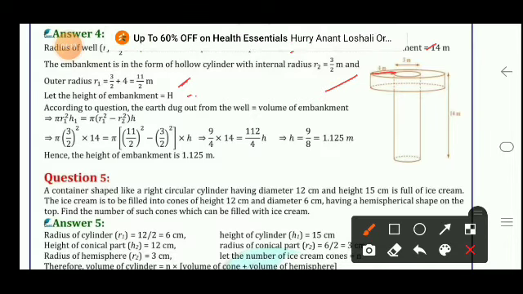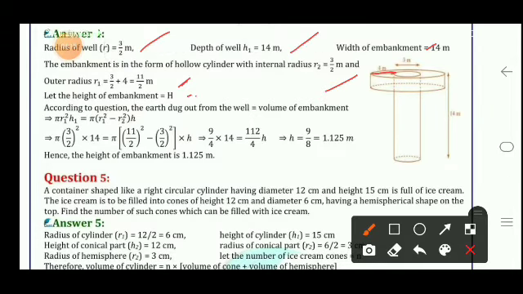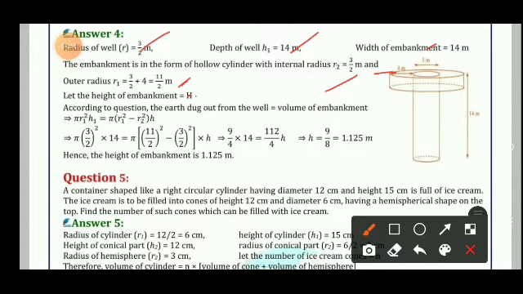Now what we are doing is taking out the earth from this well and spreading it, making it a hollow cylinder. You can see the internal radius and the outer radius are given. So according to the equation, the earth dug out from the well is equal to the volume of the embankment. That is pi R2 square H1 is equal to pi (R1 square minus R2 square) into H.